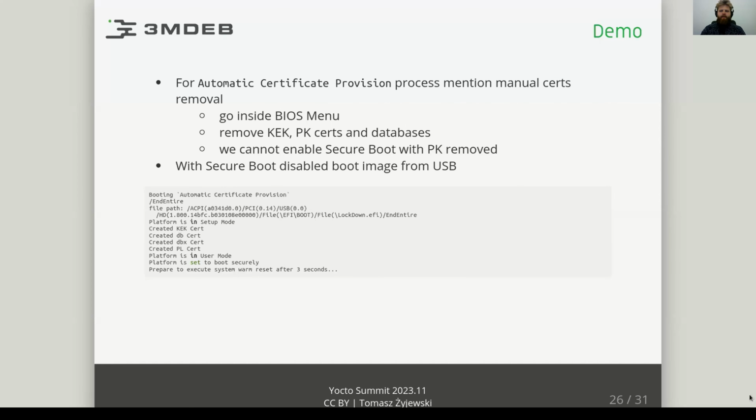Okay, so as we generate new keys and build new images, we need to proceed with the automatic certificate provisioning process. For that, we need to manually go into our BIOS menu, remove every certificate, and then boot the image on that platform. If we do that, we can see that the automatic certificate provisioning is taking place, which just enrolls the certificates into our BIOS.